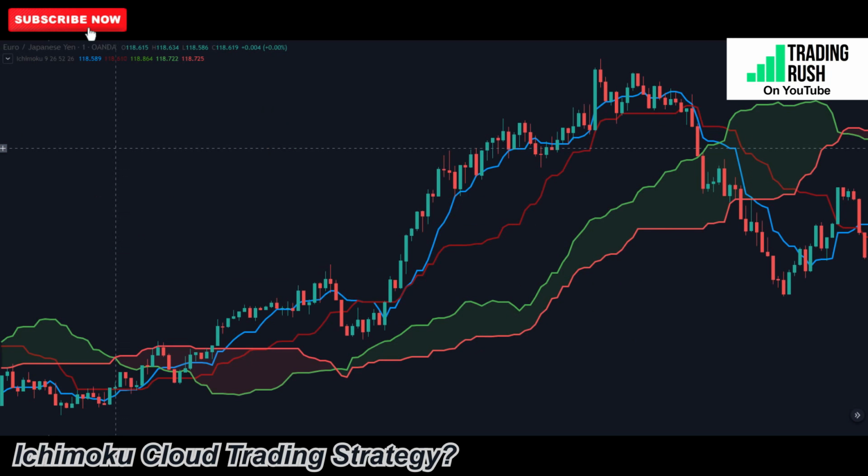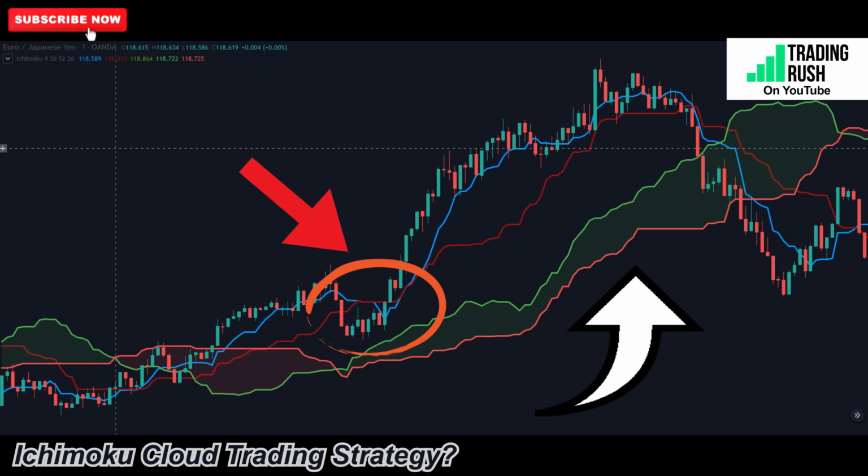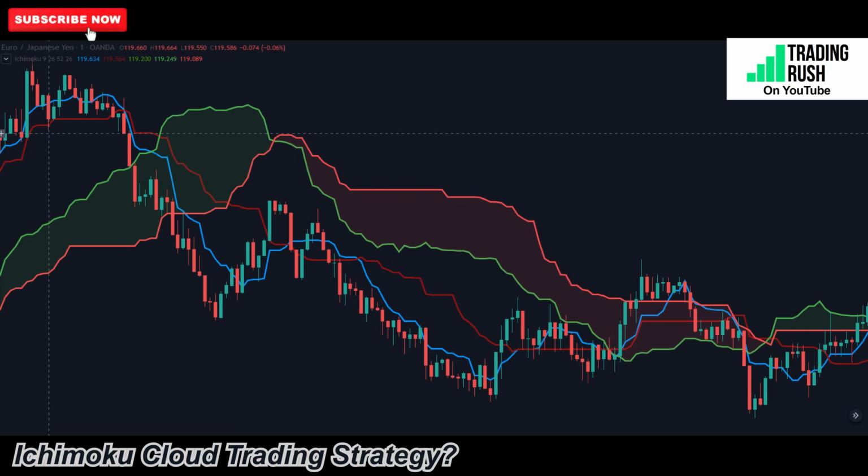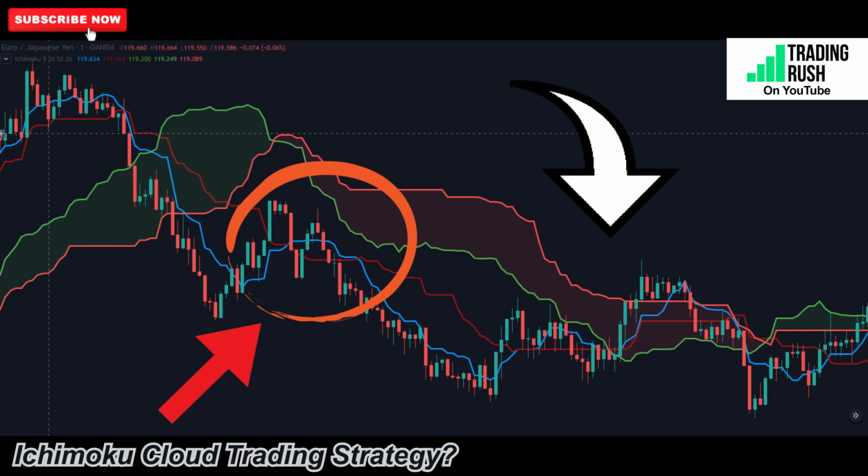Here's an example. The price is above the cloud, so we are only looking to buy. The blue line crossed above the red line. Our entry would have been at the crossover. As you can see, the market went up after giving that crossover. Here's a short example. The price is below the cloud, so we are only looking to sell. The blue line crossed below the red line.